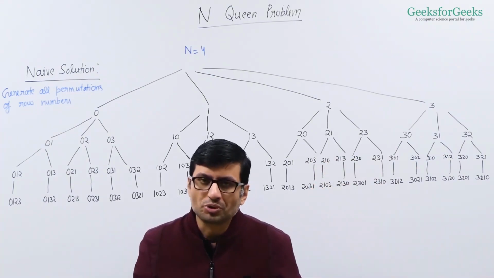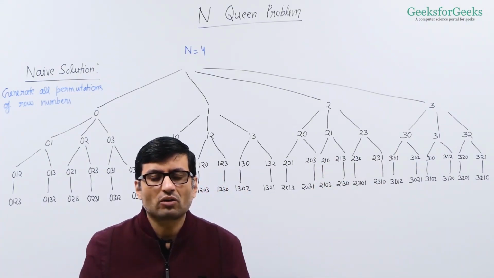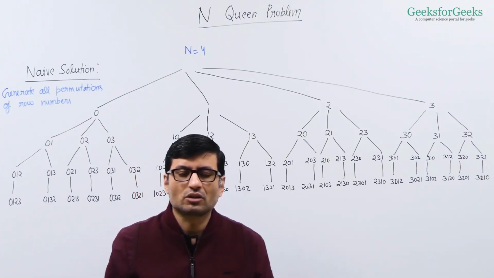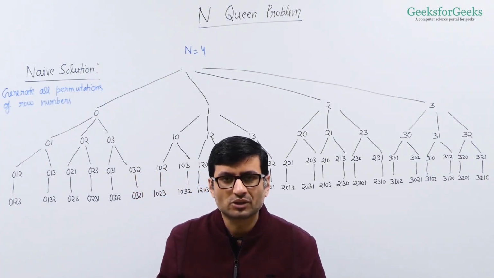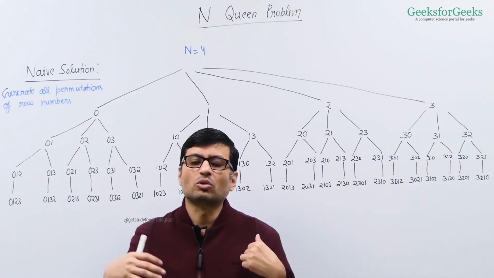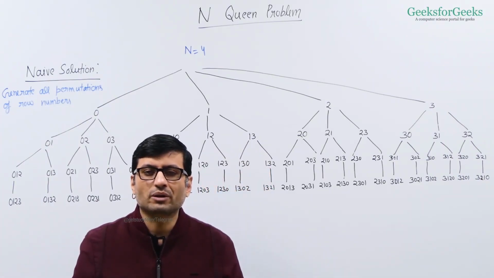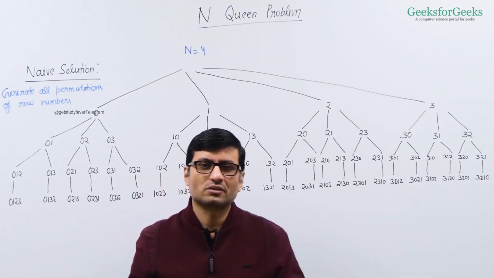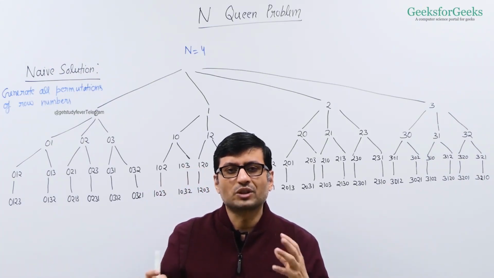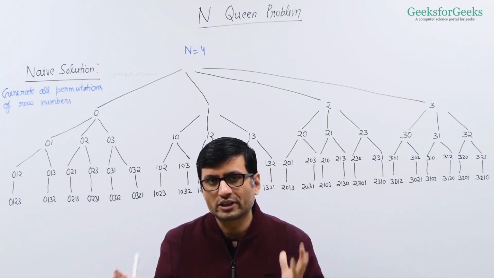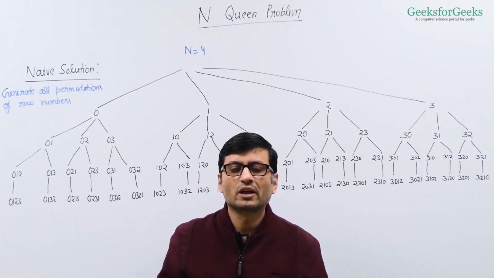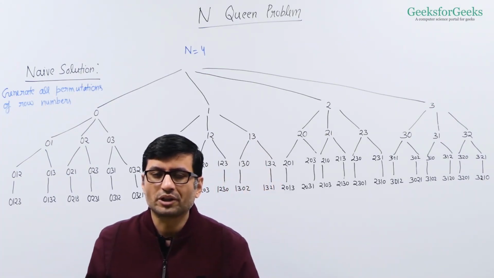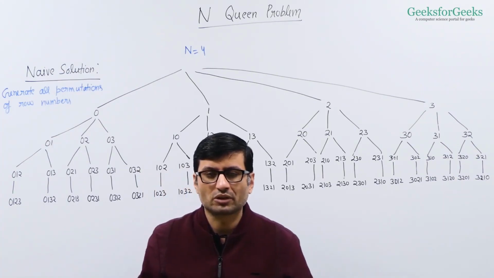So in the naive solution, we mainly generate all possible permutations of numbers from 0 to n minus 1. Then we iterate through all these permutations, and for every permutation, we check whether it is valid or not. In which permutation all queens are not attacking each other, and we print that particular permutation or the solution corresponding to that permutation.